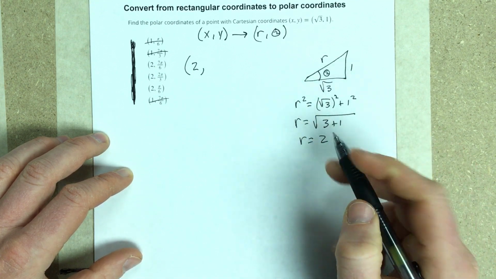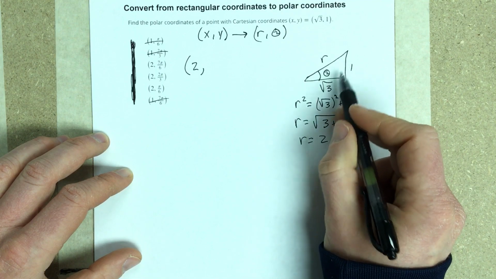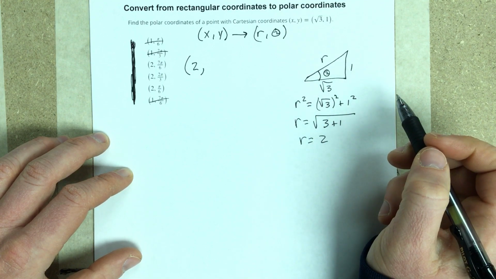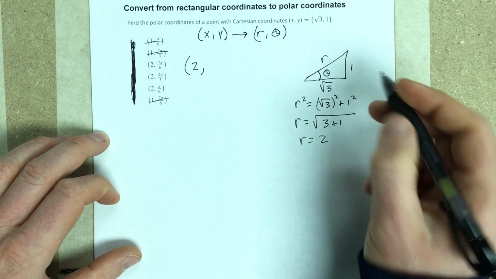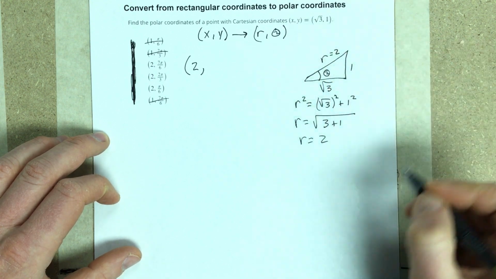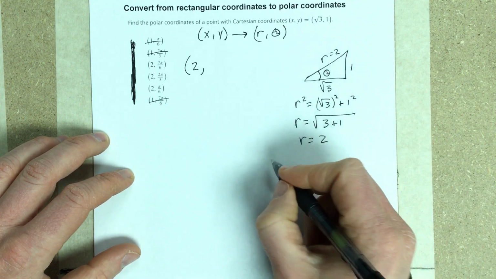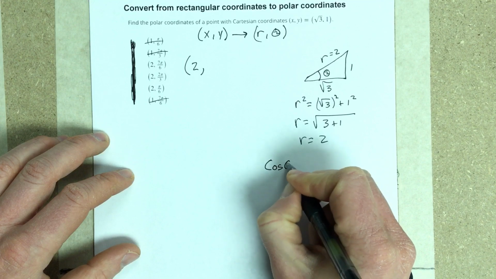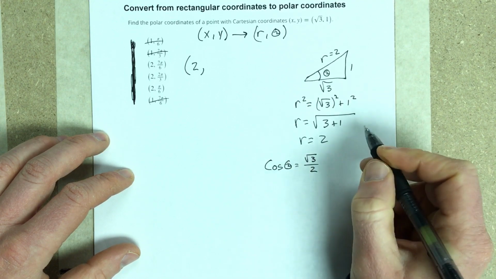What we have to do to find theta is we need to use tangent here. Yeah, we could use tangent. We could also use root 3. Now that we know r is 2, we could use cosine if we wanted to. Let's use cosine here. Cosine theta is equal to root 3 over 2.